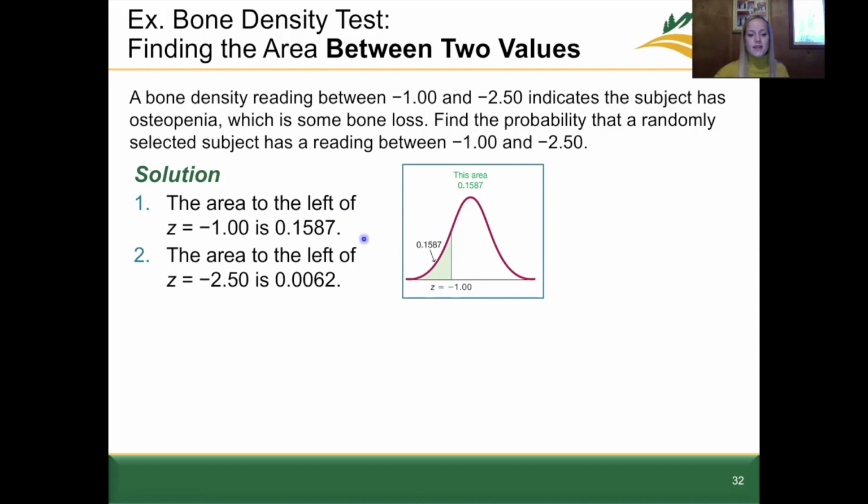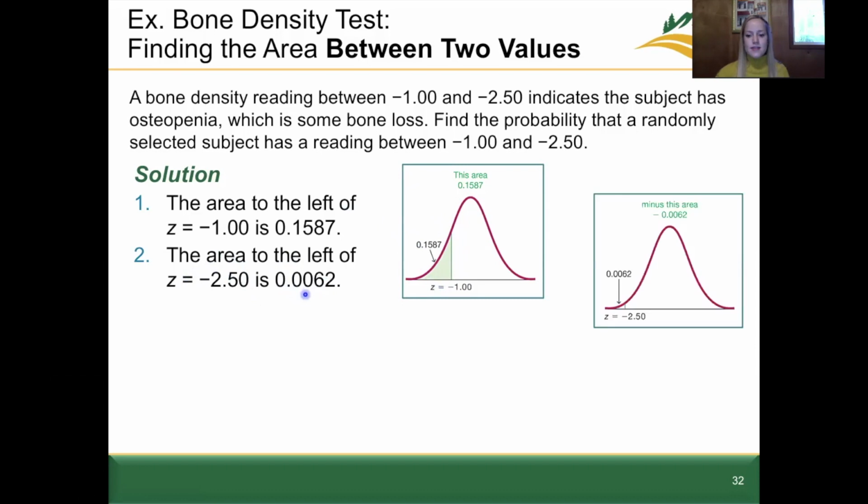Next, we need the area to the left when z is equal to negative 2.50. We can use Excel or Table A2 to get this value of 0.0062. Drawing this out pictorially, we have our z-score here of negative 2.50, then this small area is 0.0062. If it wasn't clear yet, I did want to mention that we have our mean value of mu, or 0, right here, where this is at its maximum value. Then negative z-scores will be to the left of that mean, and positive z-scores will be to the right.